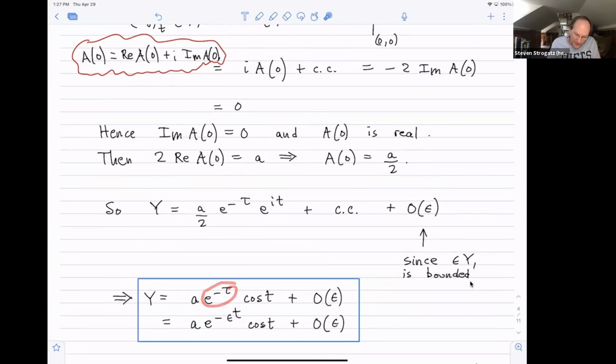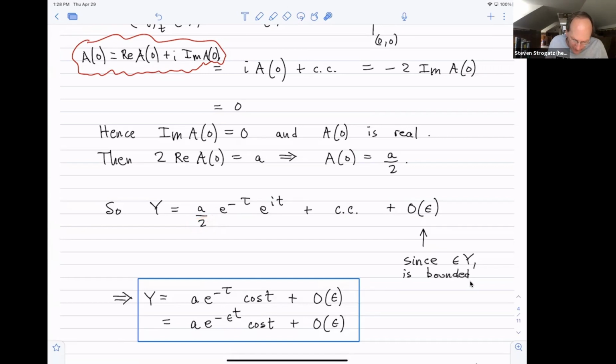So now restoring tau is equal to epsilon t. We're seeing A e to the minus epsilon t, slow decay, times cosine of t. Oh, by the way, where's the cosine of t coming from? It's coming from the fact that e to the it plus its conjugate divided by 2 is another way of saying cosine of t. Right, that's Euler's formula for cosine of t. So that's why the 2 disappeared.